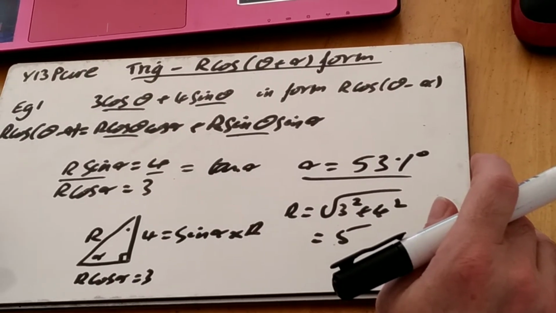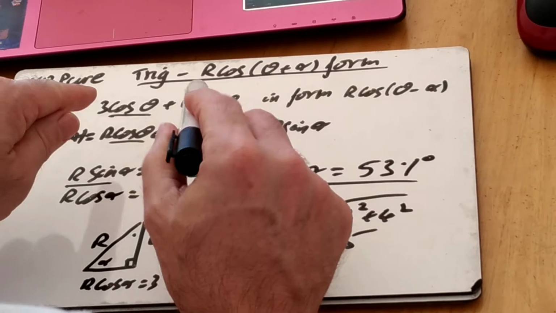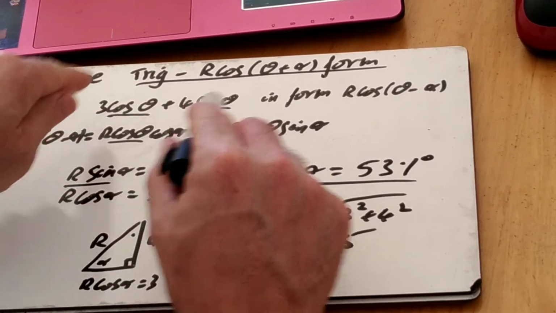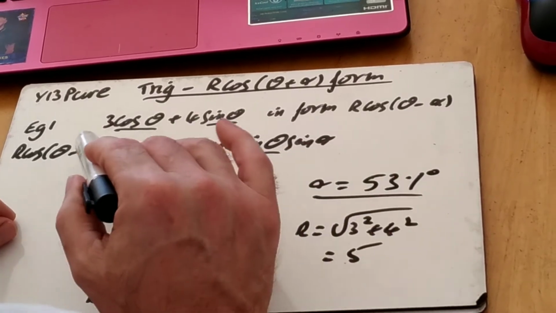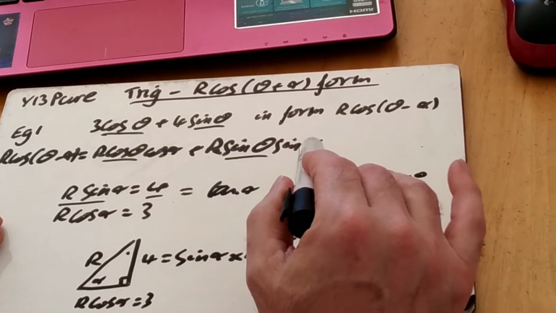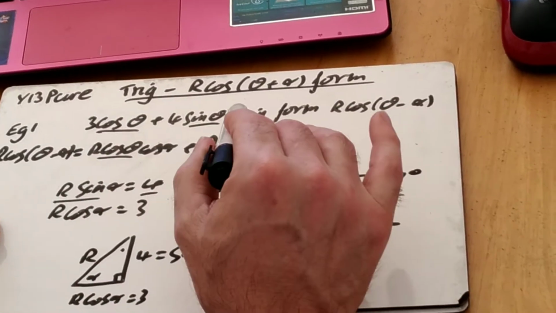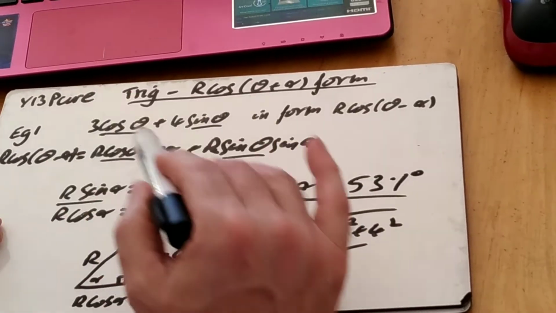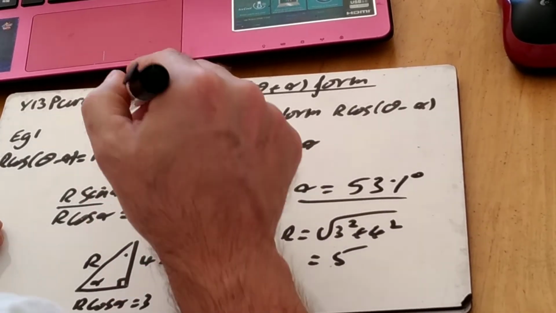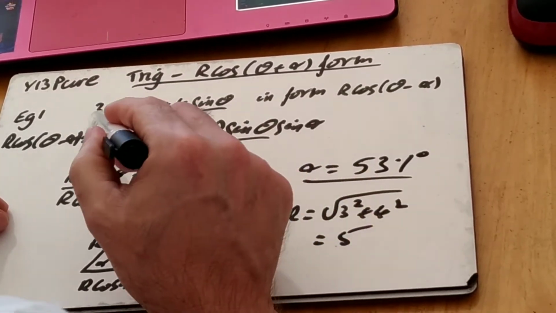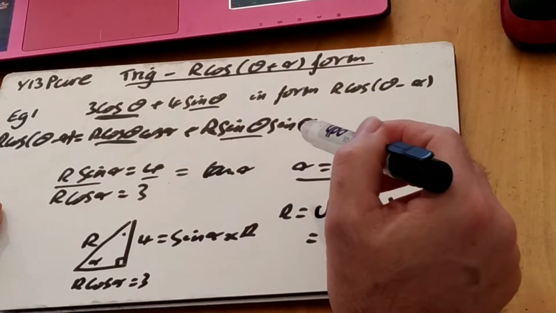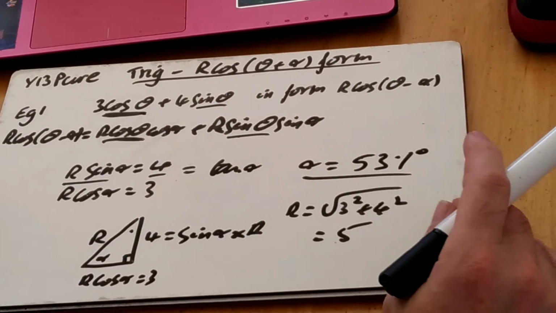The little twists and turns might be, occasionally, they'll write these two, especially when it's plus, the other way around. So don't just think, when we expand this one as R cos cos and R sine sine, if they've written it as 4 sine plus 3 cos, don't just go, oh, R cos is the first number there. It has to match up with the cos and the cos there like that. So R cos alpha is 3 in this case, and R sine alpha is 4.